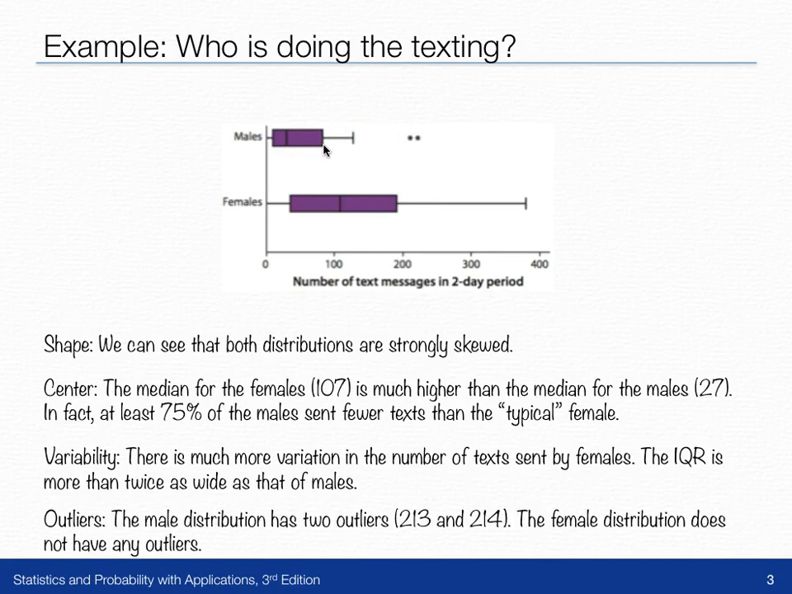And as for outliers, the females don't have any outliers, but the male distribution does have two outliers, one at 213 and one at 214. If you'd like to try a problem like this in your textbook, you can try exercise 9.